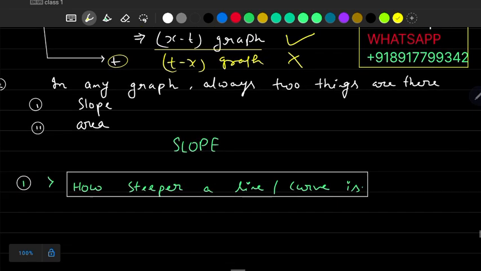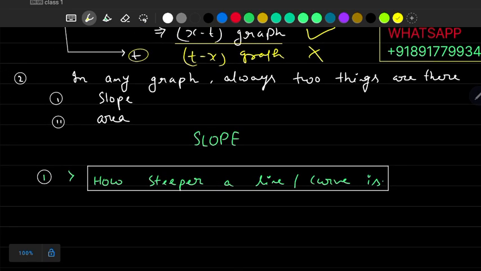Second point: in any graph there are two things we have to deal with. First one is slope and the other one is area. Any graph you will see till the end of your study, there will be only these two things. First one will be slope, other one will be area. So first we have to learn what slope is.